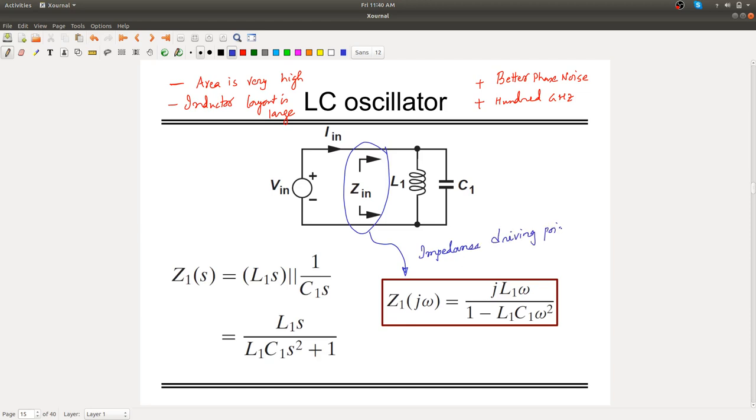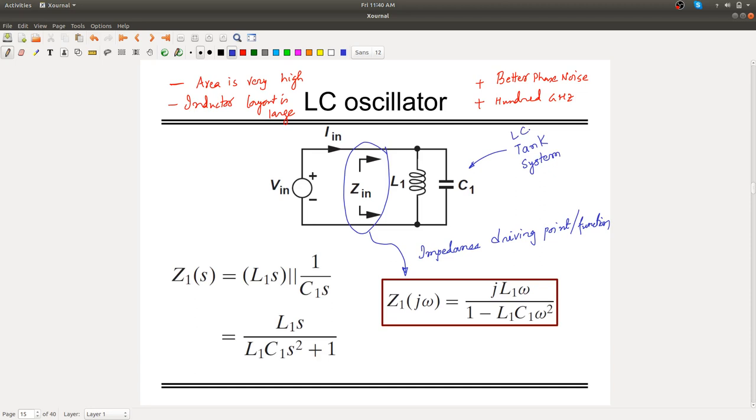Or maybe function. Right? So instead of going in voltage and current, let's derive impedance, because that is easier. L and C are in parallel. When they are in parallel, we are going to call this an LC tank system.